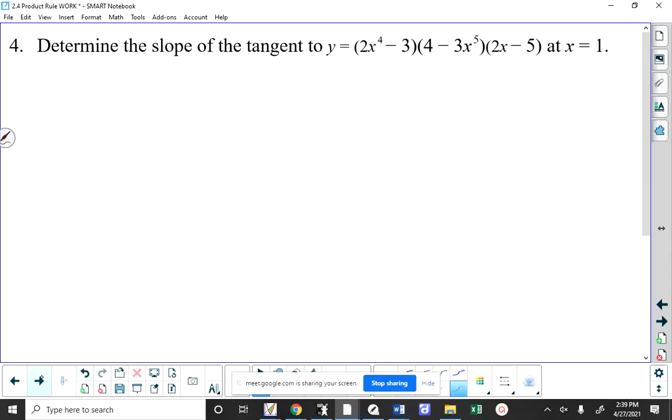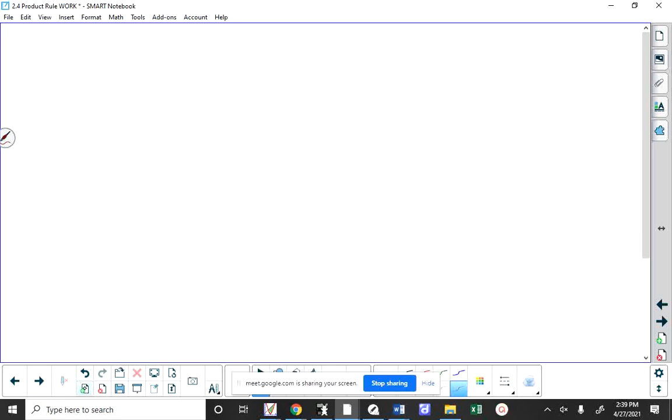Determine the slope of the tangent to that function at x equals 1. So I want to take a little detour here. I want you to notice that this function is the product of 3 things, not 2. So if I asked you to find the derivative with respect to x of a product of 3 things, then what you would need to do is treat 2 of these as the first and 1 as the second.